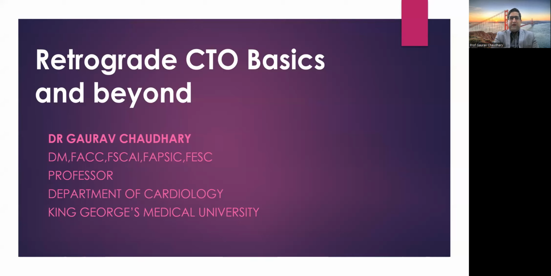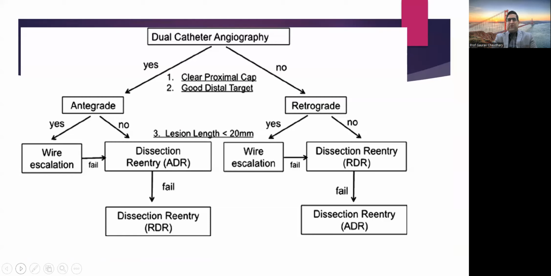Once we are well versed in antegrade CTO PCIs, we should also think about going with retrograde PCI. It's a very age-old algorithm which shows that dual catheter angiography should be done, and when done, it shows a good antegrade, clear proximal cap, and good distal target. Then, of course, we should go with the antegrade strategies like wire escalation and ADR, and this is usually successful when the lesion length is less than 20 millimeter.